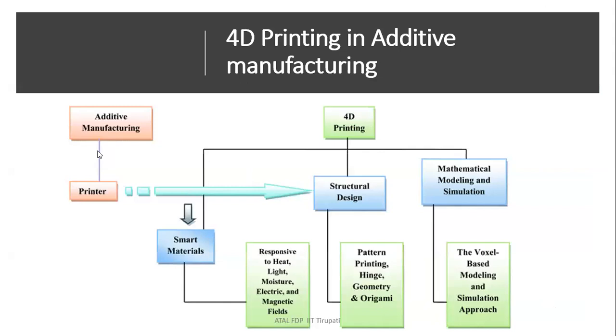So 4D printing is additive manufacturing printing. Then you will have smart materials. So with 4D printing, structural design can be done, and you can also start doing the mathematical modeling and simulation of it. When we talk about smart materials, the response to heat, the response to light, response to moisture, electric field, magnetic field, all these things come into existence.